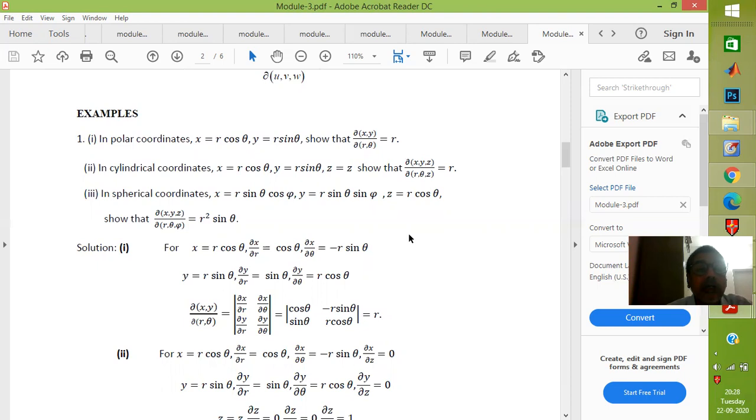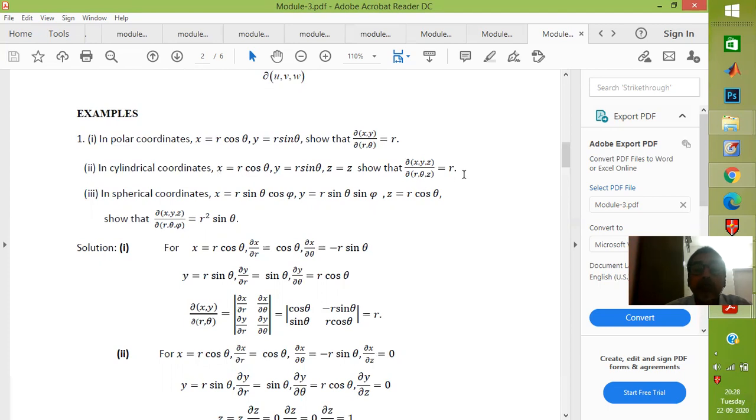The second example relates to cylindrical coordinates. All of us know x, y, and z, if they are Cartesian coordinates of any point on a cylinder, I mean a circular cylinder, then the corresponding polar coordinates will be r, theta, and z on the cylinder, and they are connected by x is equal to r cos theta, y is equal to r sin theta, and z is equal to z.